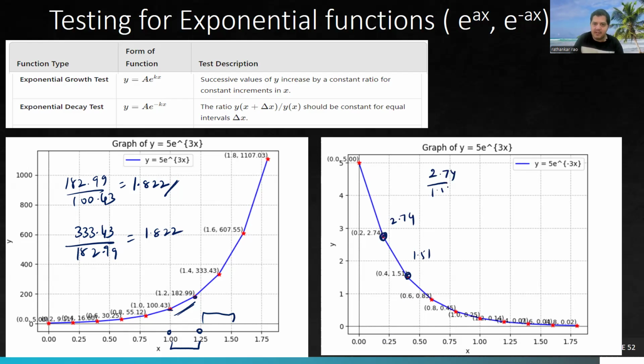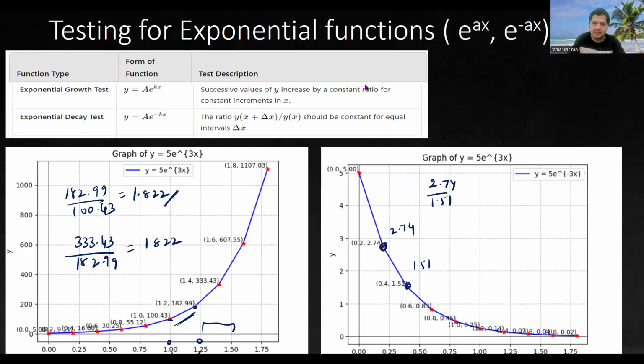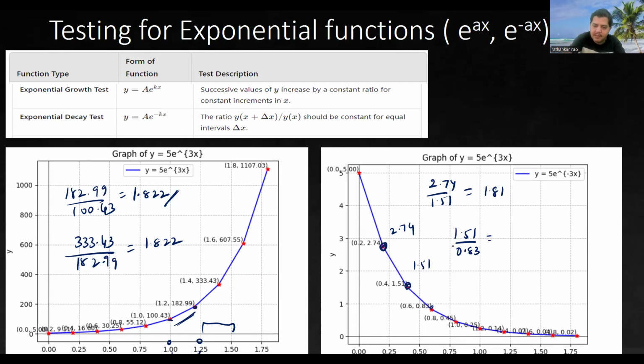2.74 by 1.51. How much will this be? Let us take the calculator. 2.74 by 1.51. I get the answer as 1.814. So I'll take 1.81. Now let us take up this point here, which is 1.51 divided by 0.83. If I take this value, 1.51 divided by 0.83, I get once again 1.81.